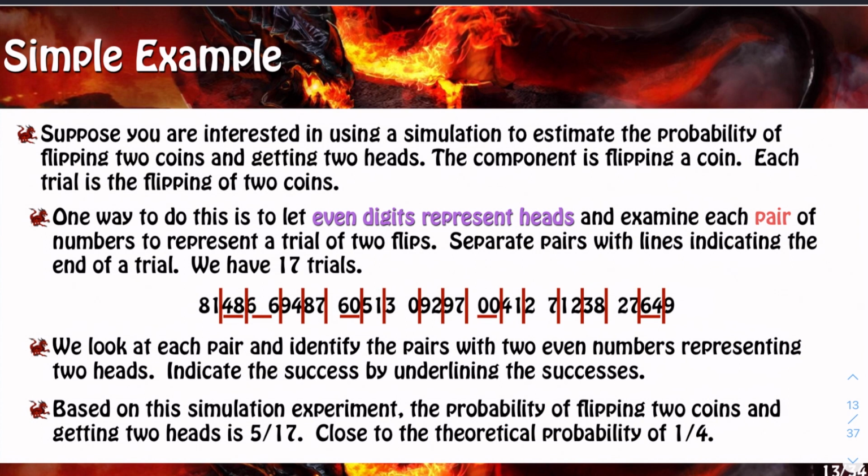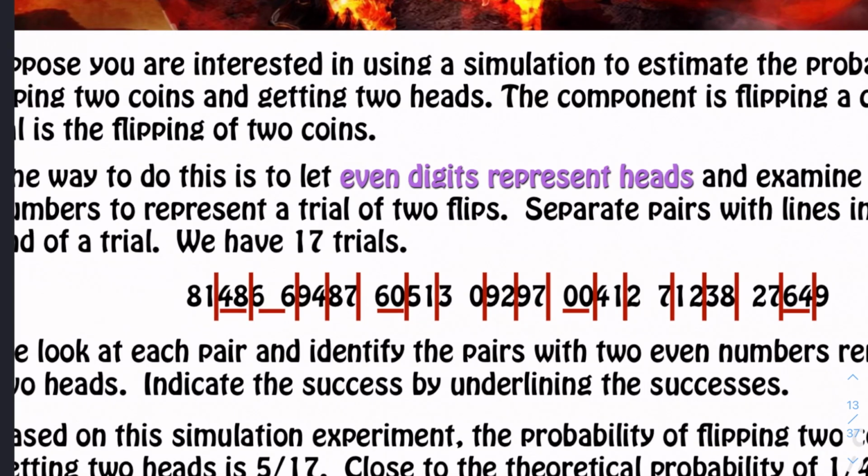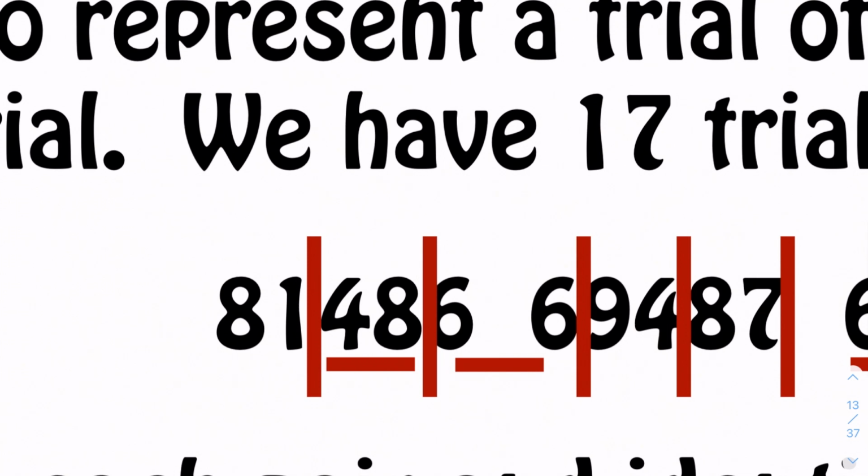So one way to do this is to let even digits, 2, 4, 6, 8, and 0, represent heads, and examine each pair of numbers to represent a trial of 2 flips. Separate pairs with lines indicating the end of a trial. So here we have 17 trials. We have 8, 1. So let's say, just as a reminder, even is heads.